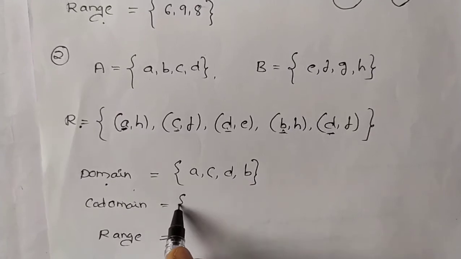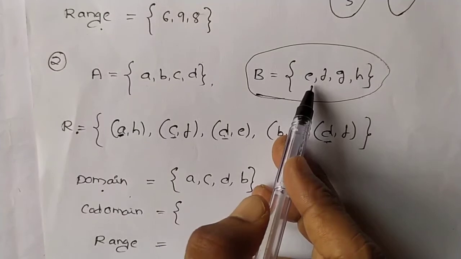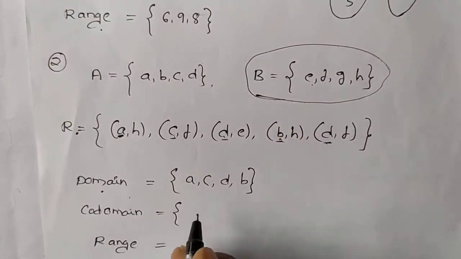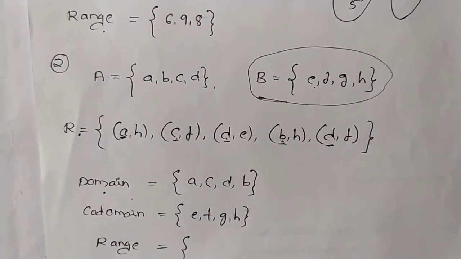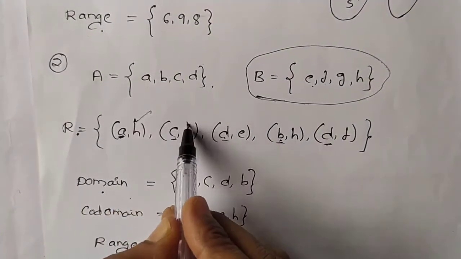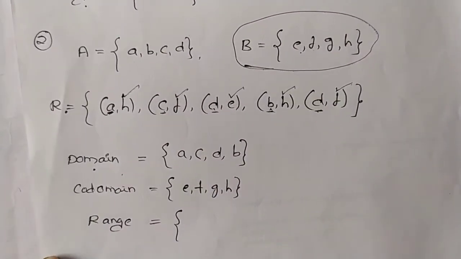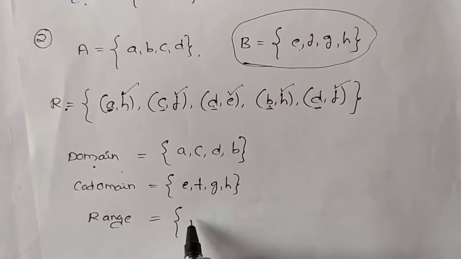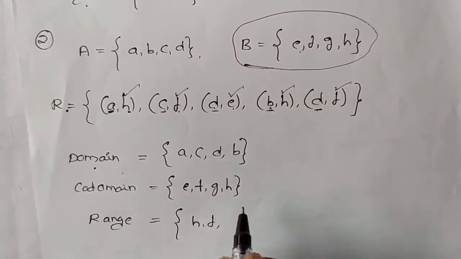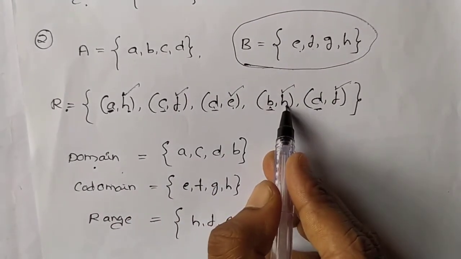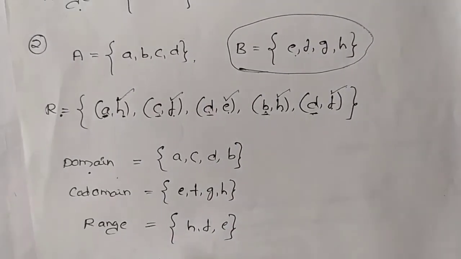Next, codomain is what? The whole set B is called the codomain: E, F, G, H. Okay, next range is what? The set of all second elements of the ordered pairs in a relation R is called the range: H, F, H, F, E. Next again we have H, we should not repeat. Again we have F, we should not repeat. H, F, E are the range of this relation.